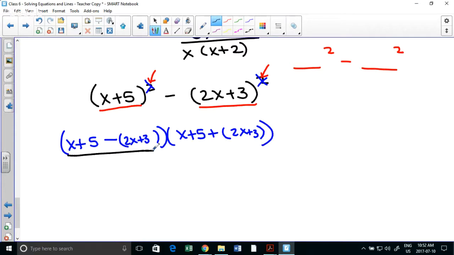Then here you put this together. So I have x minus 2x. That gives me negative x. 5 minus 3 gives me 2. X plus 2x gives me 3x. 5 plus 3 gives me 8. Okay, so the way you do difference of squares doesn't change. It's something squared minus something squared. Factors into the square root of the first, square root of the second, one plus, one minus, that's it.